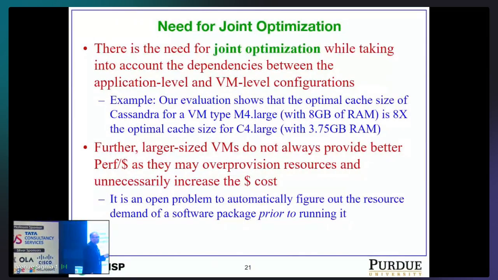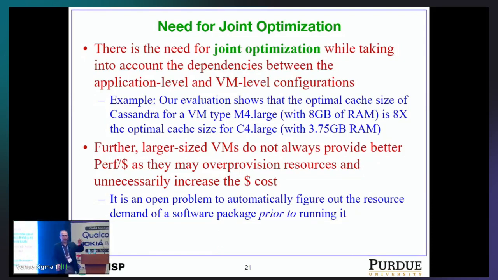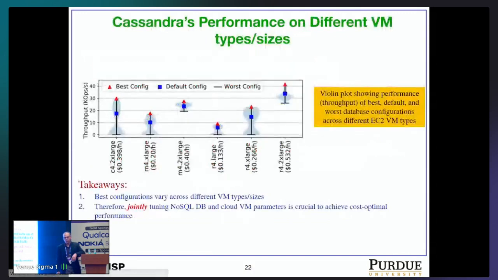So the insight that we had going back about 3.5 years was that it's not enough to configure your stateful distributed application, like your database, and your cloud separately. You've got to configure them together. Because as an example, the optimal cache size that you would need for Cassandra for a VM type of M4 large is 8x the optimal cache size for a C4 large, which means that when you're configuring your distributed application, you've got to keep in mind the joint optimization with the cloud space. And further, if you think that I'm just going to choose the largest size VM that's possible, then it's obviously not a good solution because you're normalizing by the dollar cost. A larger VM is going to cost you more.